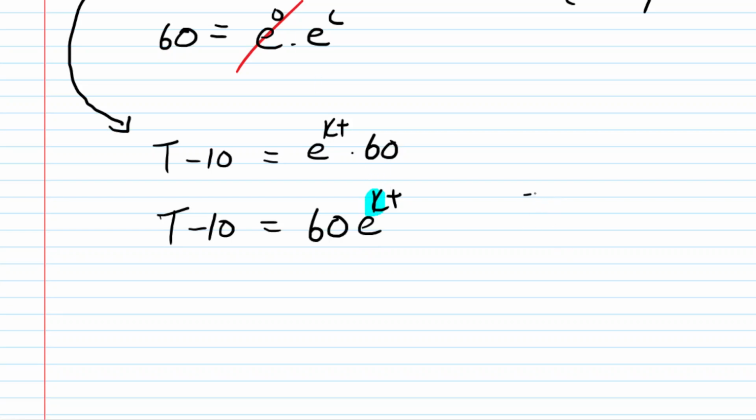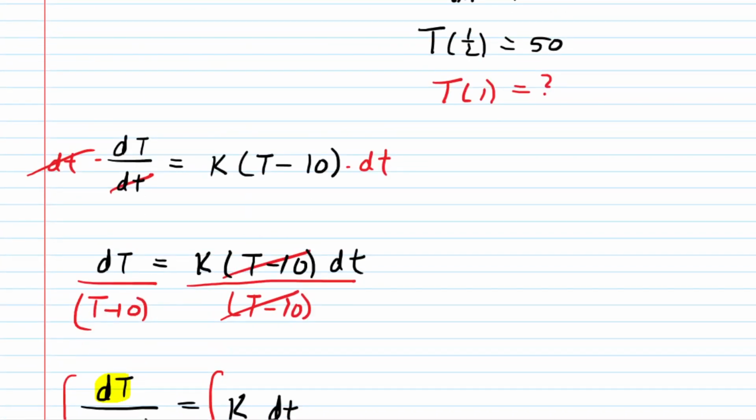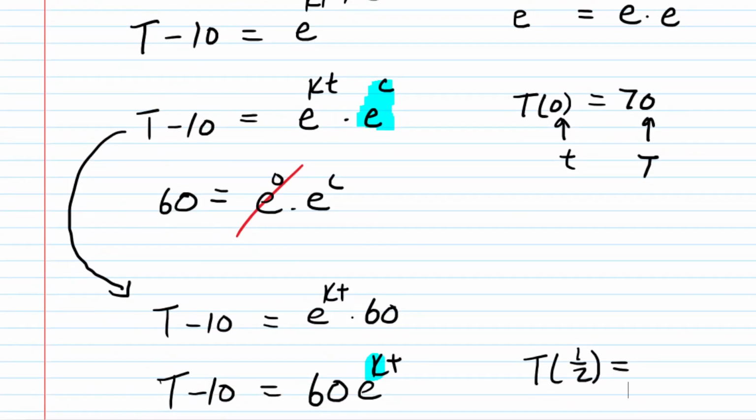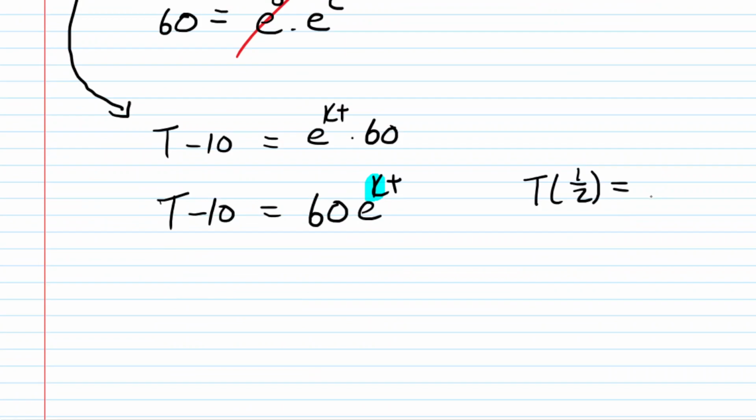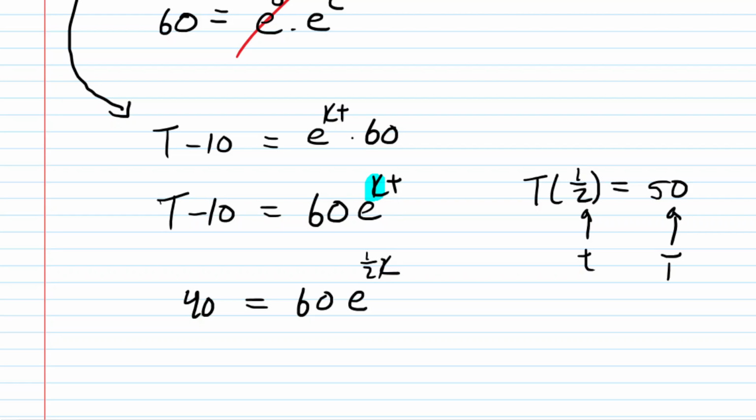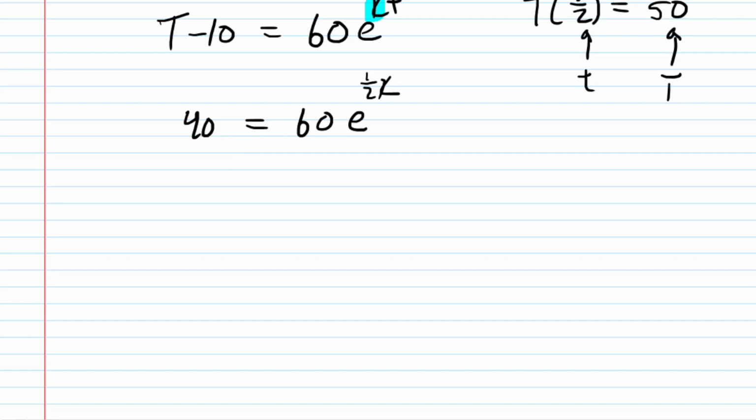Let us recall the question tells us that the temperature after half of a minute was equal to something. I kind of forgot what it was. Maybe it was 50. It was. So we're going to plug in 1/2 for little t and 50 for capital T. So on the left side, you'll have 50 minus 10, which is 40. On the right side, we plug in 1/2 for little t, so you're going to have e to the 1/2 times k. We would divide both sides by 60.